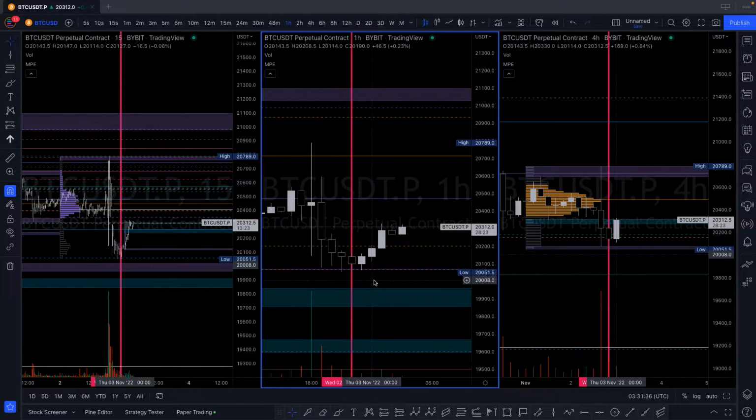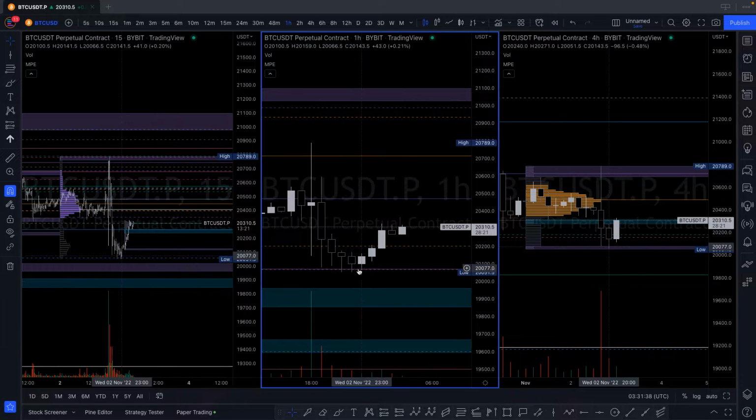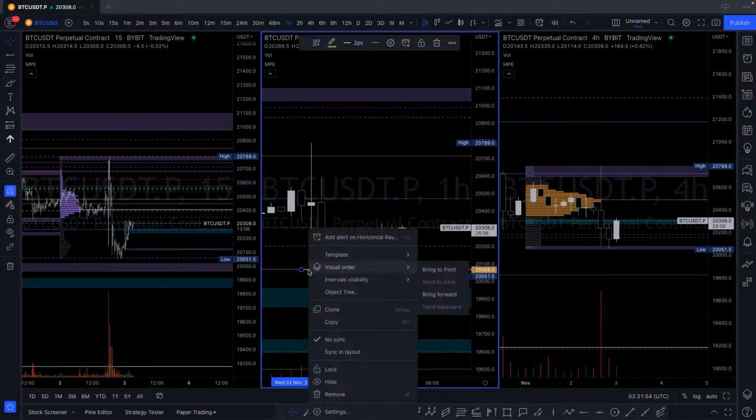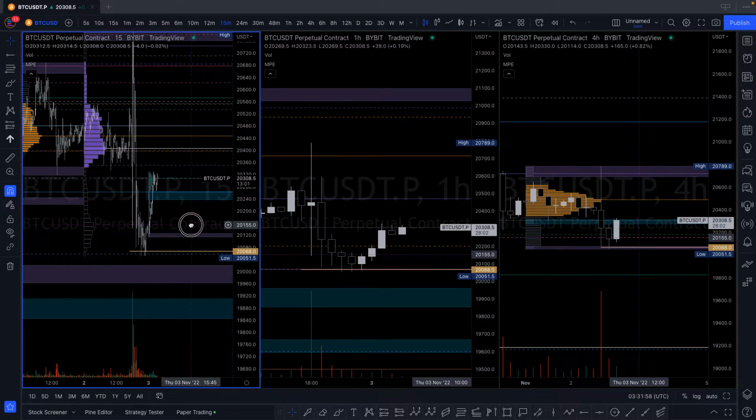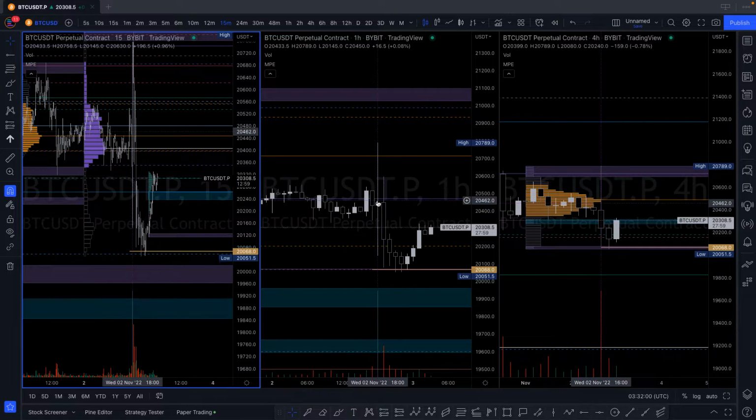Look at that. Bang on the nose. That kind of ate through a little bit, but there's nothing to argue here about these weekly profiles, right? And so if you, let's just mark that level, sync in layout. So you could have seen that when this happened, right? Tap, tap, POC, POC.